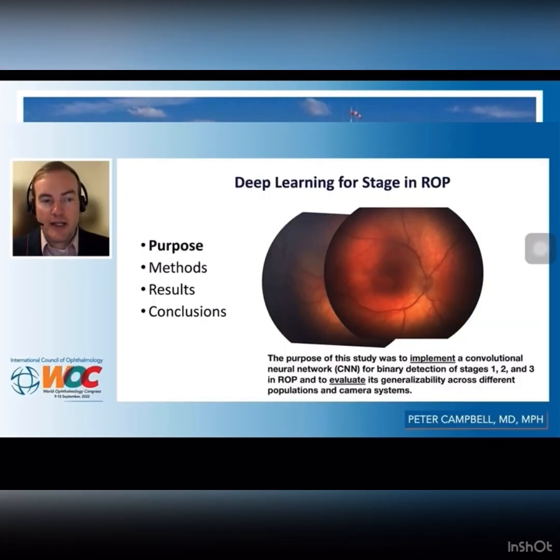What I'd like to cover today is the purpose, methods, results, and conclusions for this paper. The purpose of this study was to implement a convolutional neural network, or CNN, for binary detection of stages 1, 2, or 3 in retinopathy of prematurity, and to evaluate its generalizability across different populations and camera systems.